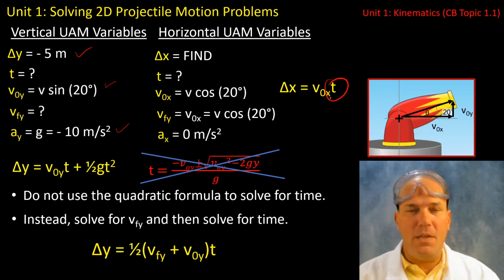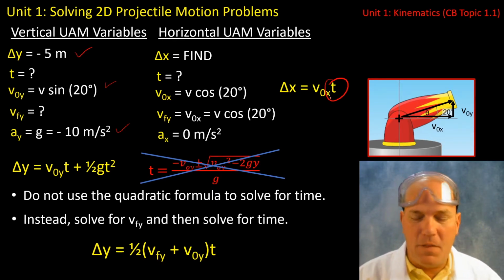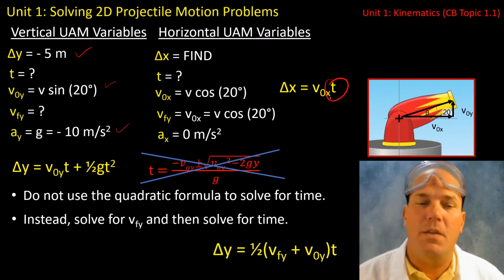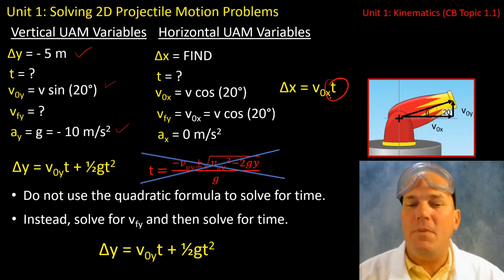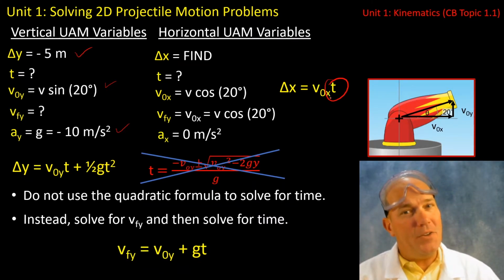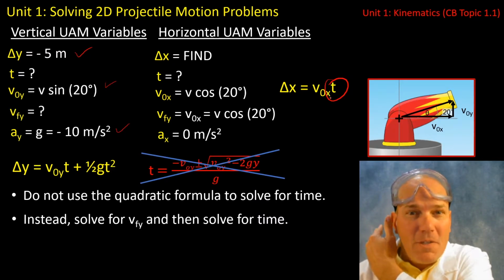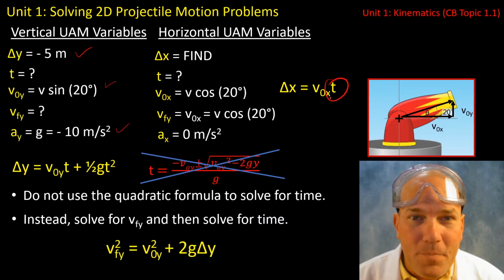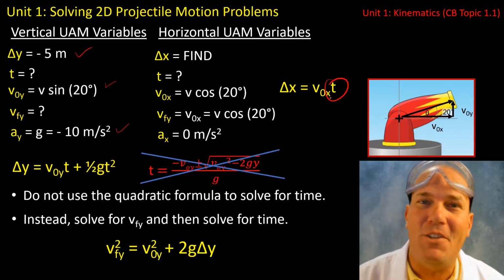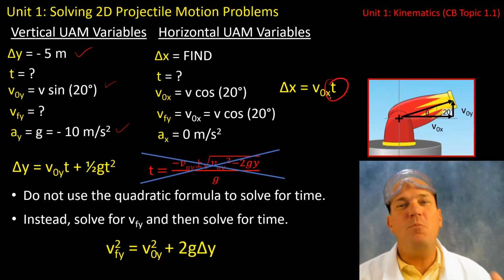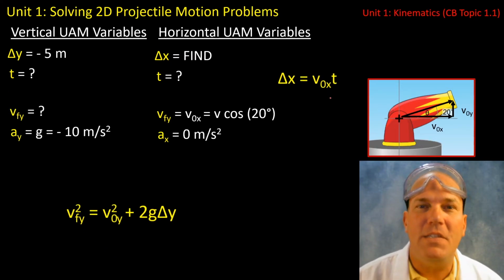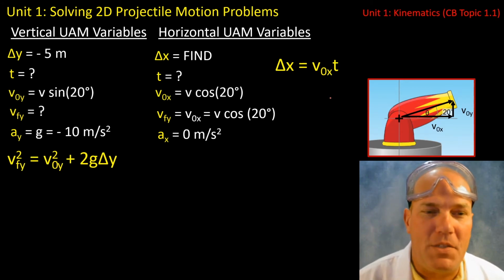Now, let's look at our UAM that are left. This UAM includes time. Not going to work. This UAM, we know that one's not going to work. This UAM, it also includes time, which leaves us with one more, which is the only UAM equation that does not include time. That's the one we want to choose to solve for the final velocity in the vertical direction.